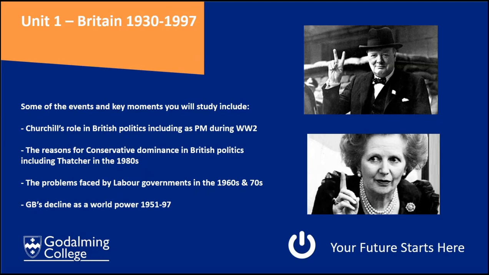You also look at the reasons for conservative dominance in British politics. You look at Margaret Thatcher and why she dominates British politics so much during the 1980s. You look at the problems which Labour faced and therefore the UK faced in the 1960s and the 1970s. And you look at our decline as a foreign power from 1951 to 1997, how we go from this massive empire to a much different role in 1997.